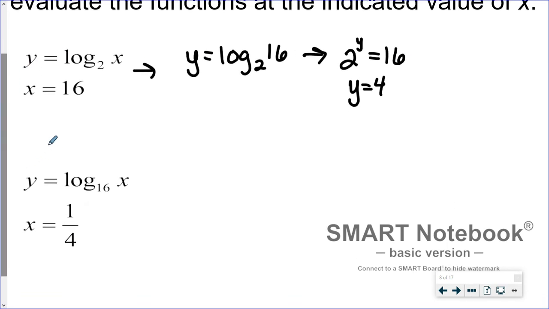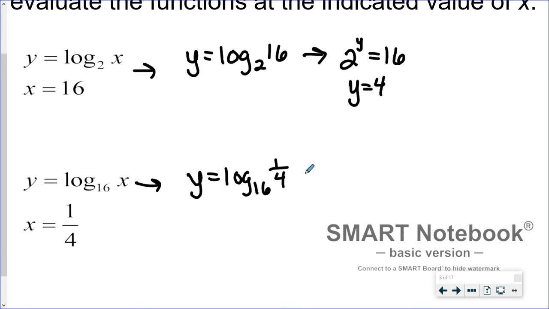Down here we get a little bit tougher. You may want to pause this video and try it on your own here. See if you can get it. It's a little bit more difficult. So we do the same thing here. We're going to have y is equal to log base 16 of 1/4. If we switch that to exponential form again, we're going to get 16 to the y power is equal to 1/4.